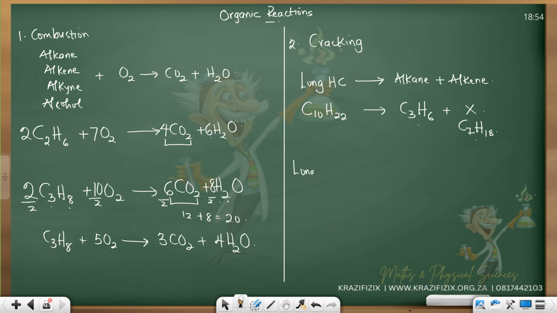Second reaction, our long hydrocarbon, and the examiner will write it out for you: alkene plus alkene and hydrogen gas. Once it is 3, it is alkene, alkene, hydrogen. They'll give you where to start. They won't leave you flying blind. Check this. C4H8 plus Y plus H2.